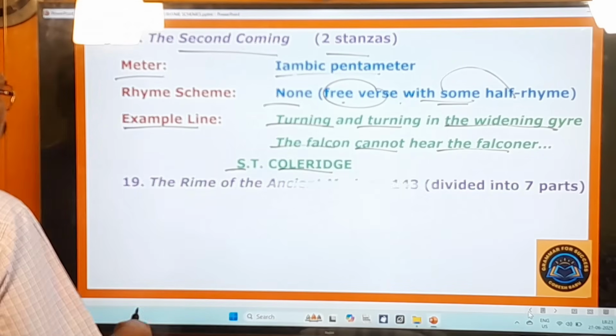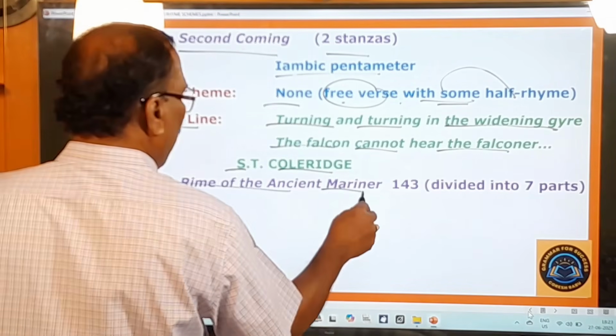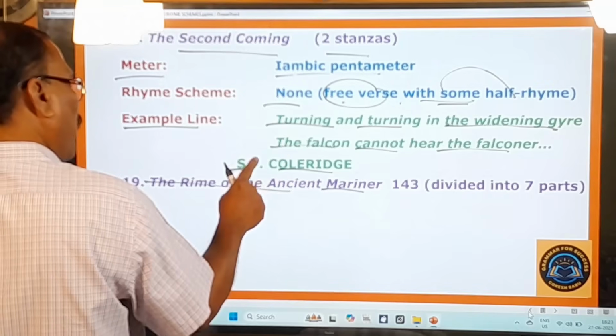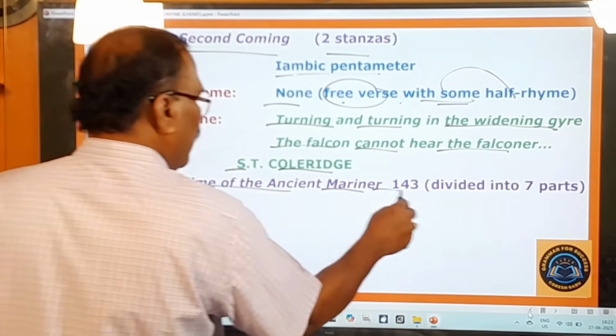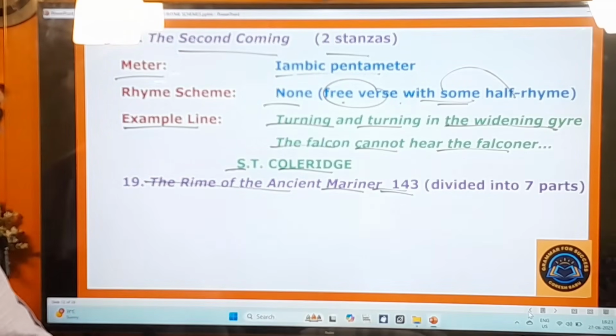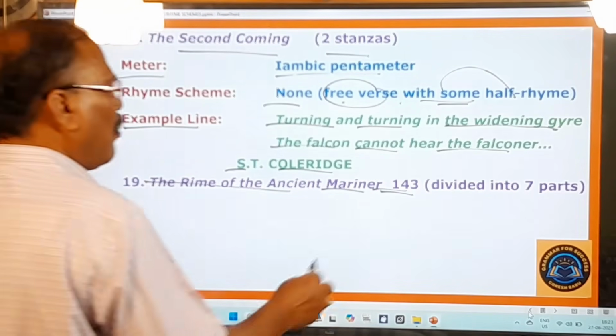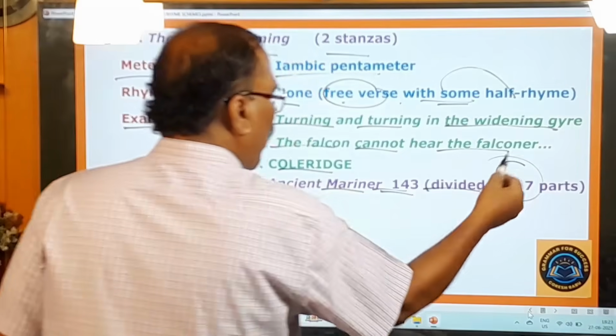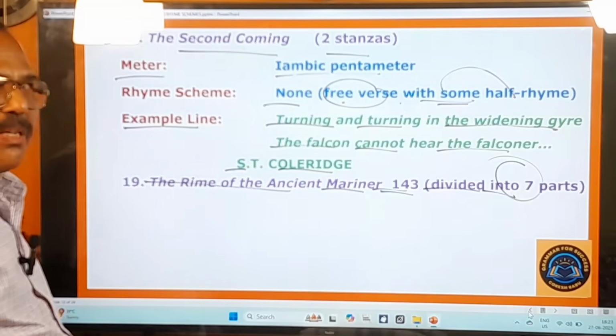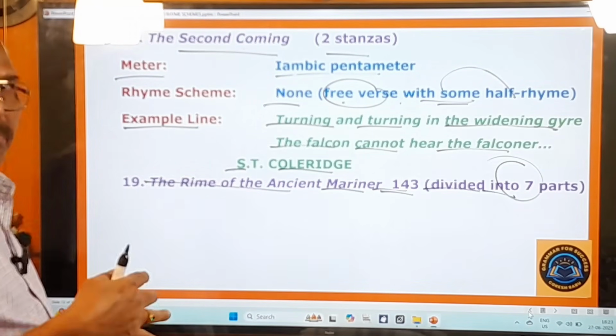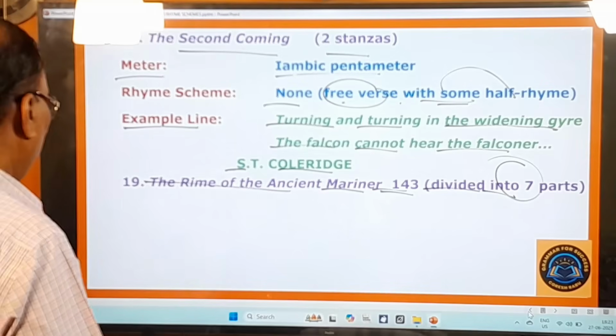The Ancient Mariner, the Rime of the Ancient Mariner. This is the most popular poem of S.T. Coleridge. In this poem, there are as many as 143 stanzas, and all these are divided into 7 parts. And in your syllabus, I don't know how many parts are prescribed for study.